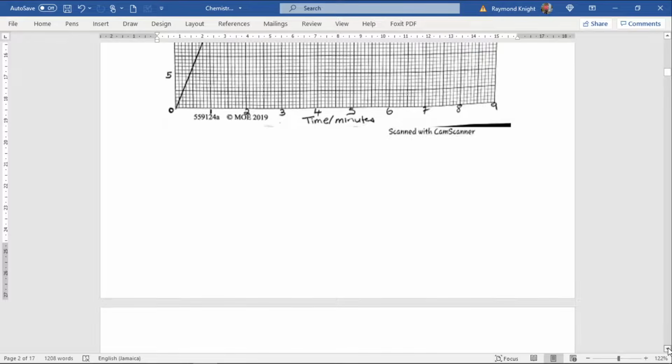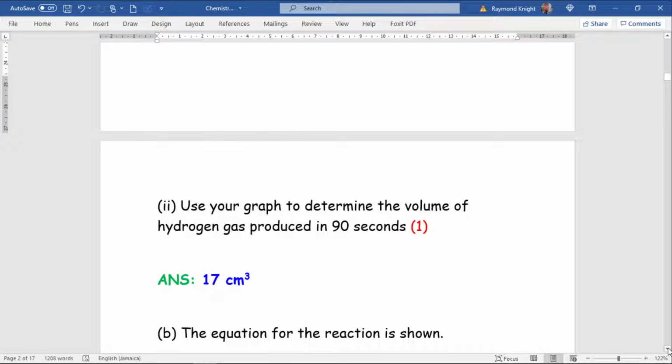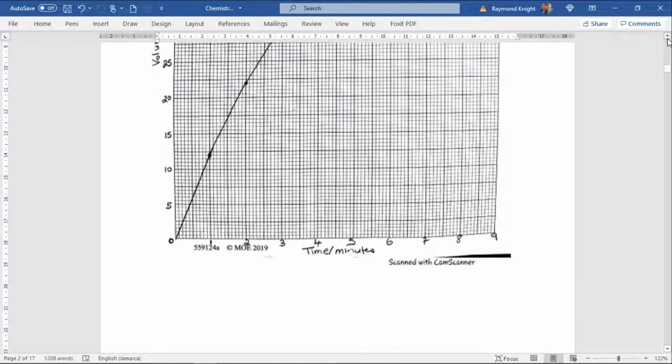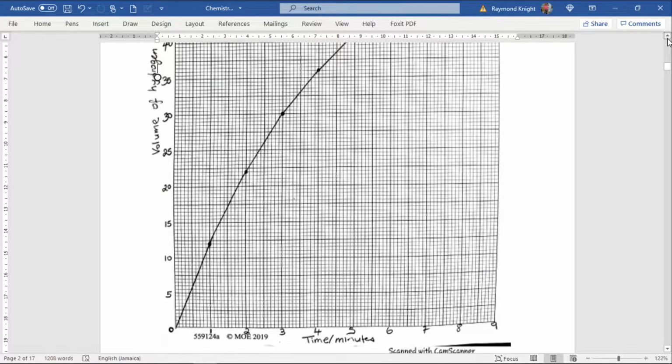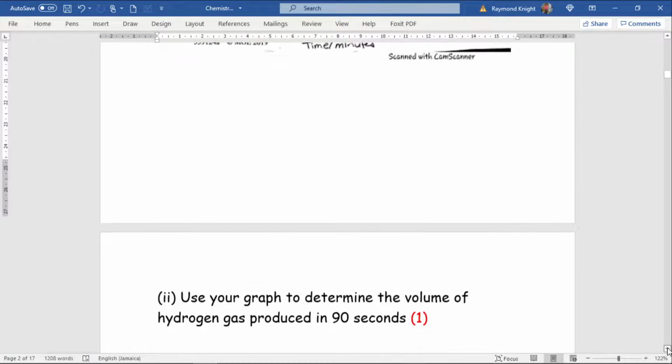Now, use your graph to determine the volume of hydrogen gas produced at 90 seconds. If I go back to my graph, 90 seconds is 1.5 minutes, because your x-axis is in minutes. So if you go to 1.5 minutes, which is right here, and go up and across, it will be 17 centimeters cube.